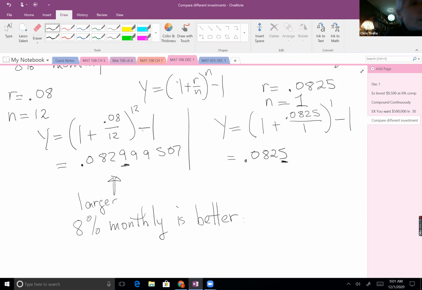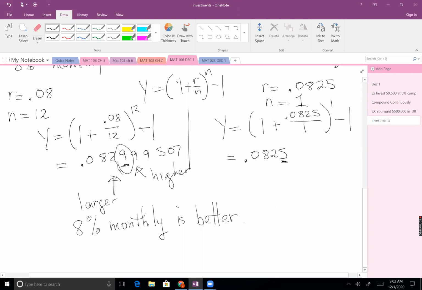Wait, how can you tell which one is larger? We're comparing the two decimals. I wish I was in front of you right now because I'd have my fingers at each one. They both start 0.082. Yeah. First digit that differs is that next digit. One's a 5, one's a 9. Okay. 9 is higher. And so we're just going to look at the first digit where they differ, and whichever one has the higher digit is going to give me the better yield. Alrighty. Okay.